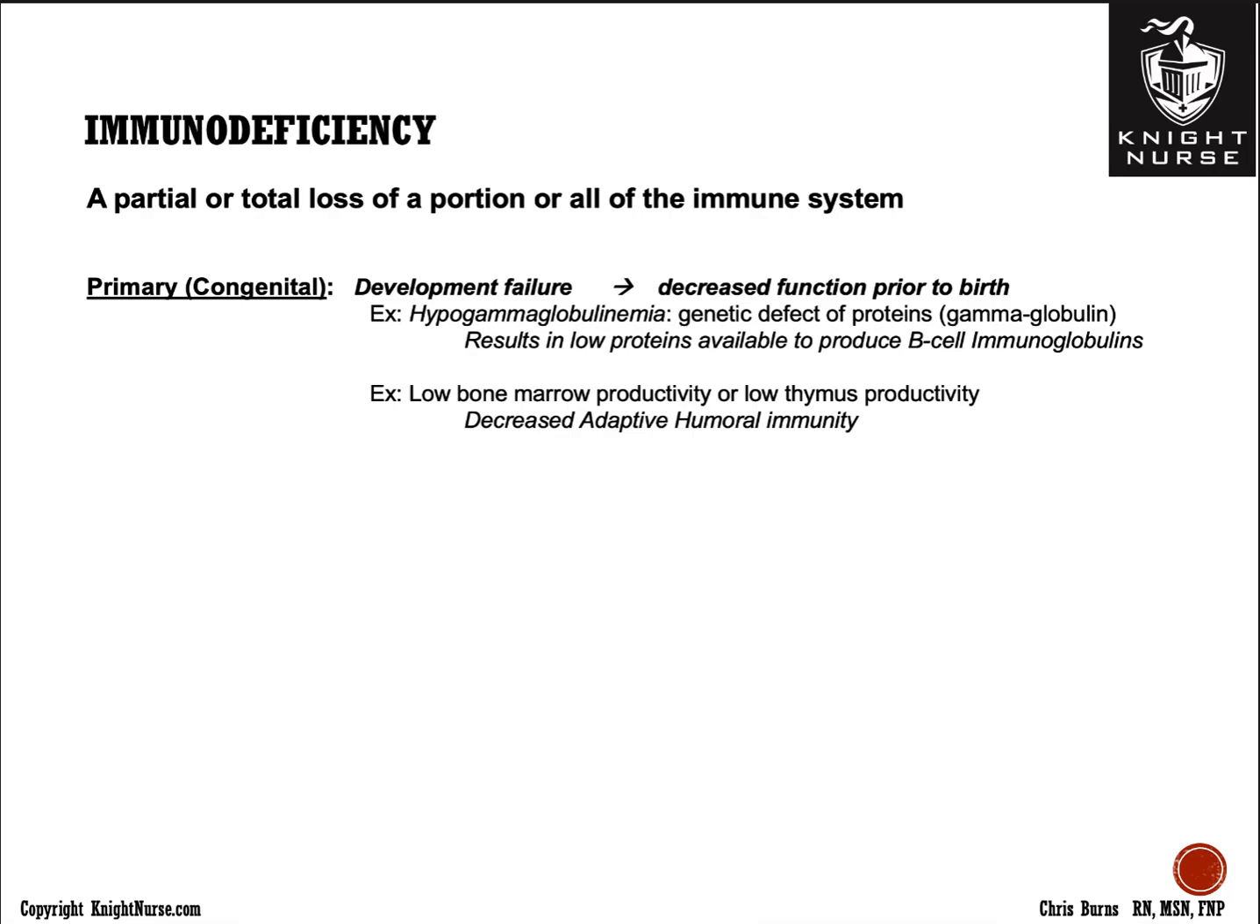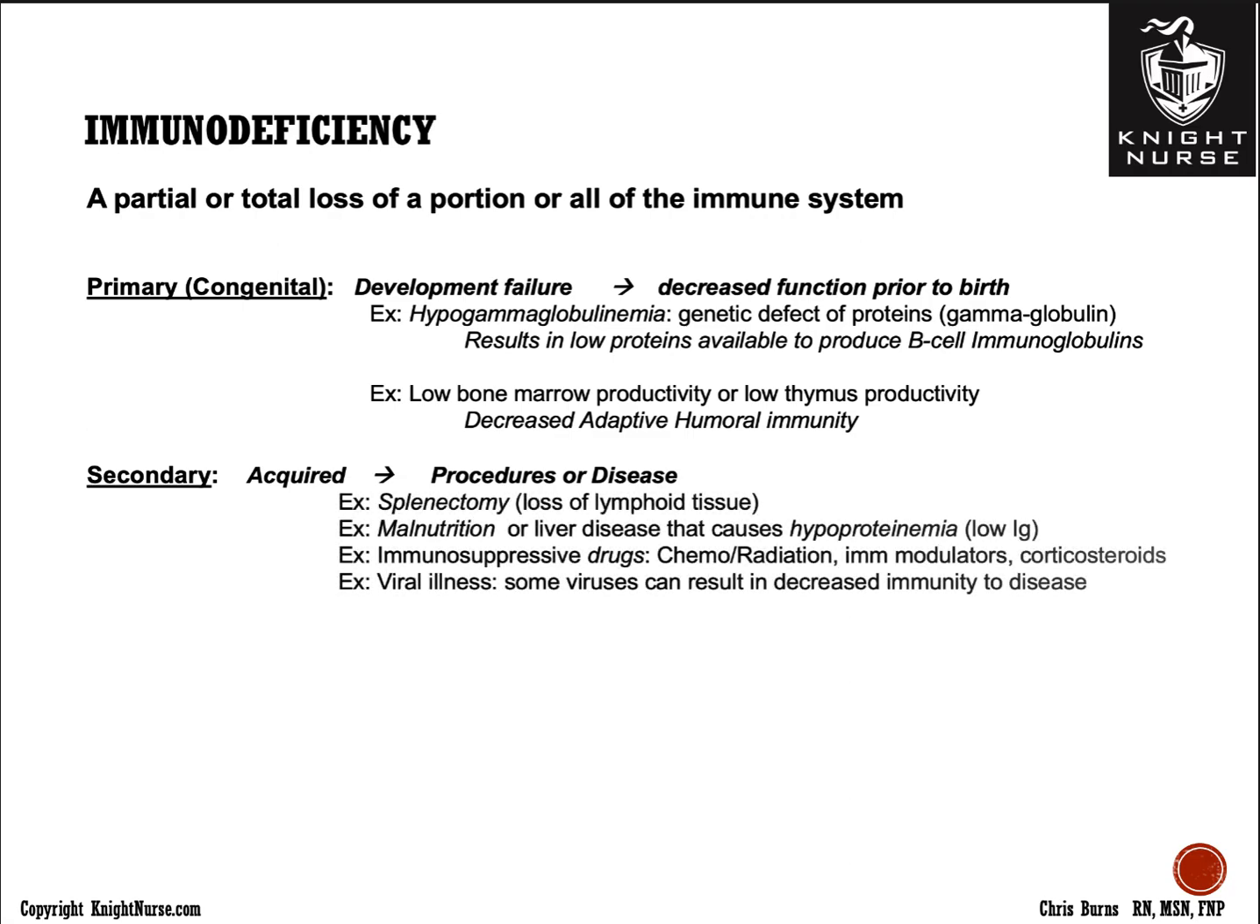We can also get low bone marrow productivity or low thymus productivity. This would result in decreased adaptive immunity. Usually we're talking about acquired or secondary immunodeficiencies, and these are ones that are acquired through procedures or most often through diseases. Some examples of this are a splenectomy.